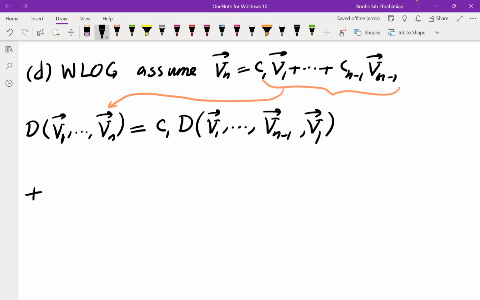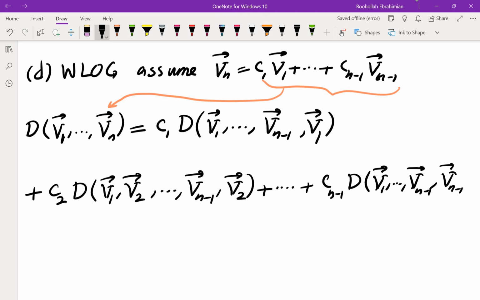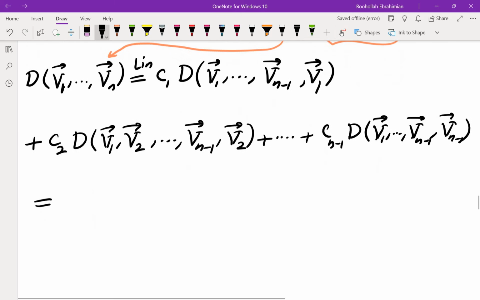Plus, then C2 D of V1, V2 all the way to Vn minus 1 and then V2, plus dot dot dot all the way to Cn minus 1 D of V1 through Vn minus 1 and also again Vn minus 1. So as you see, this is by linearity, by multilinearity, linearity with respect to the last row.